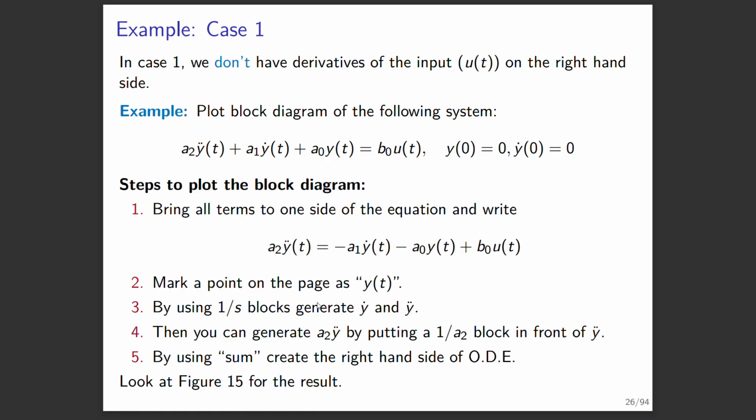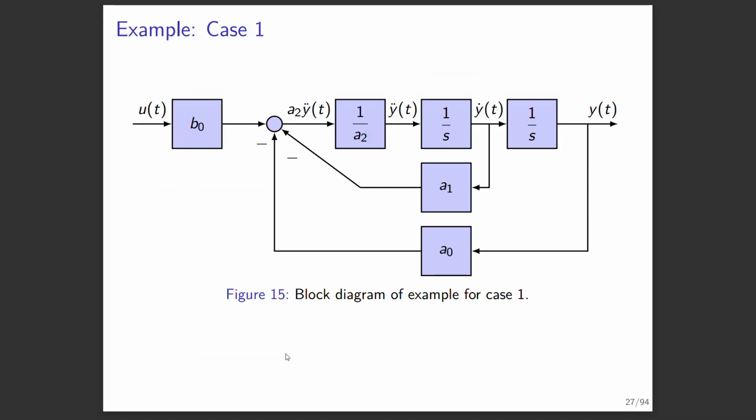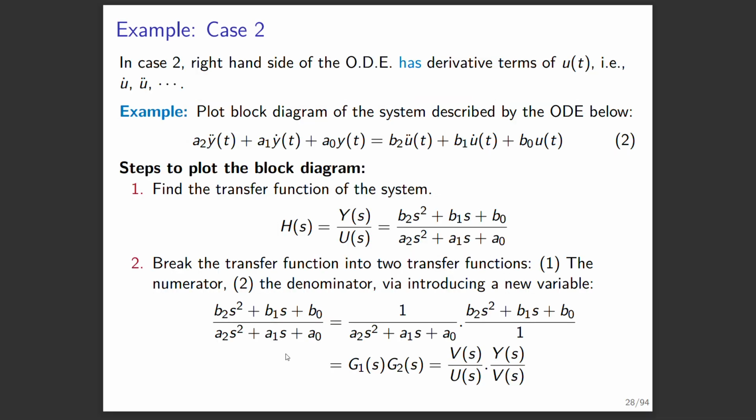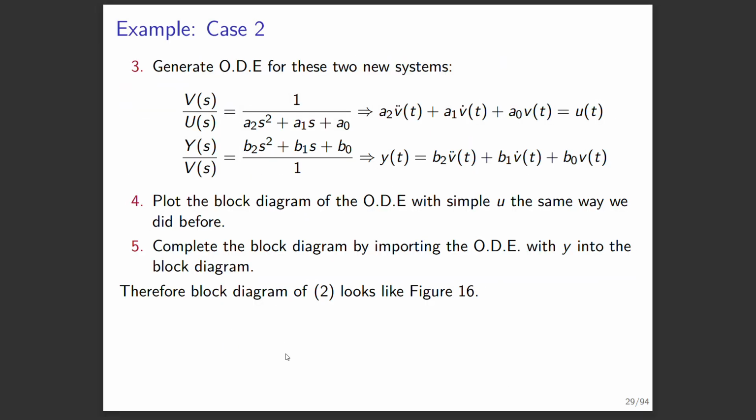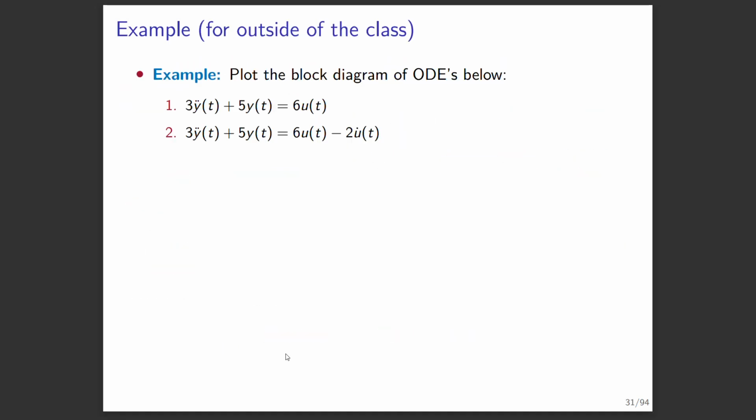Then you generate a 2y double dot by putting a 1 over a2 block in front of it, and then we generate all these pieces that we already have and add them up using a sum. Okay, so that was a symbolic way of explaining it. Before we go to case 2, let me show you an example.